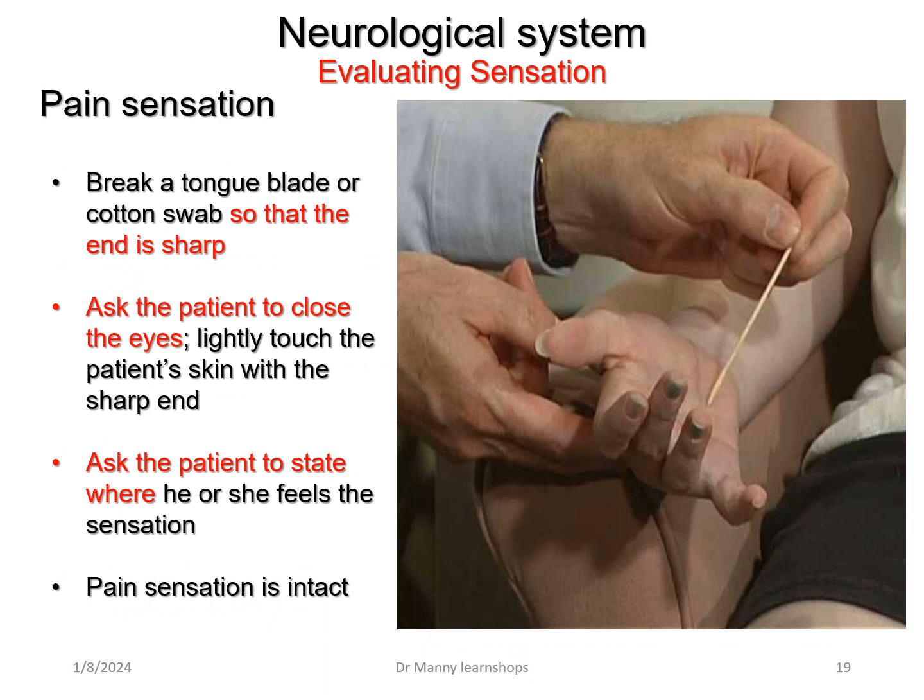Pain sensation can be evaluated as well, and this is where you can break a tongue blade, for example, or use a cotton swab that has got a sharp end. You ask the patient to close their eyes and lightly touch the patient's skin with the sharp end, and the patient is asked whether they can feel the sensation. If they can feel it, pain sensation is intact.